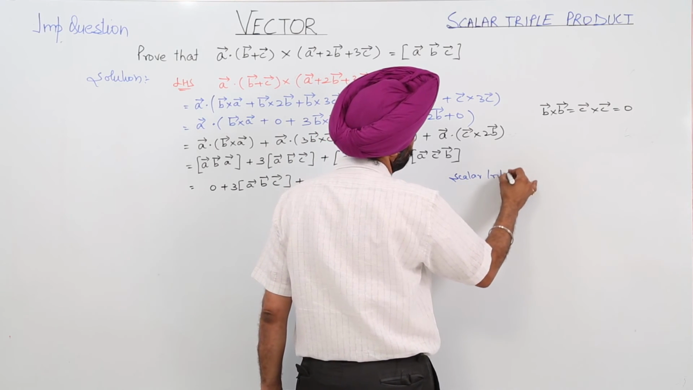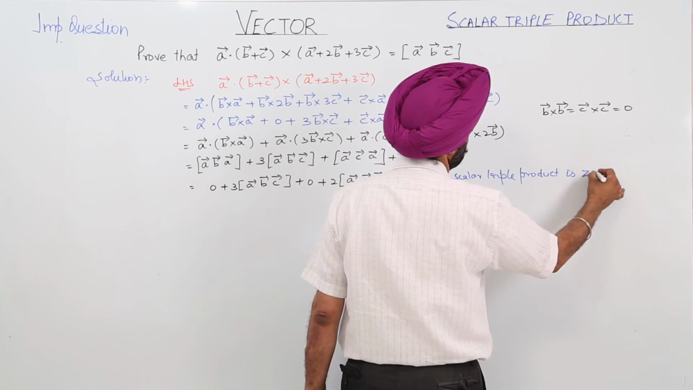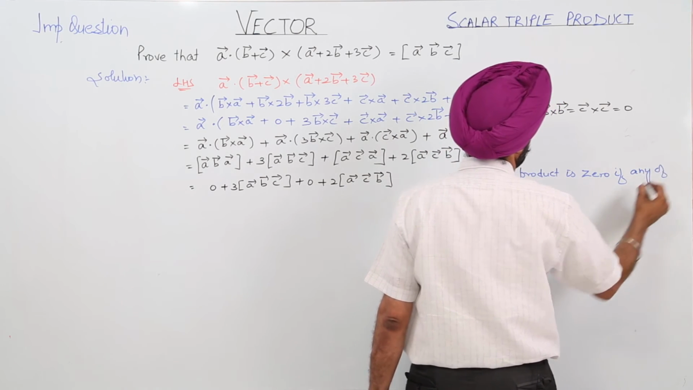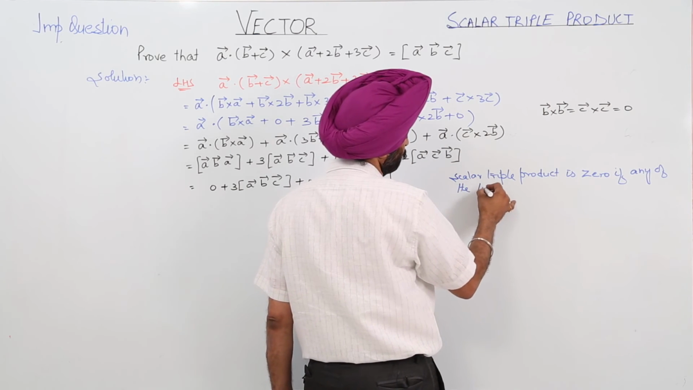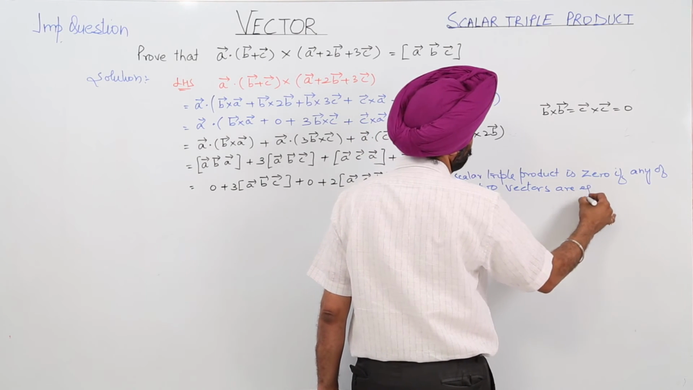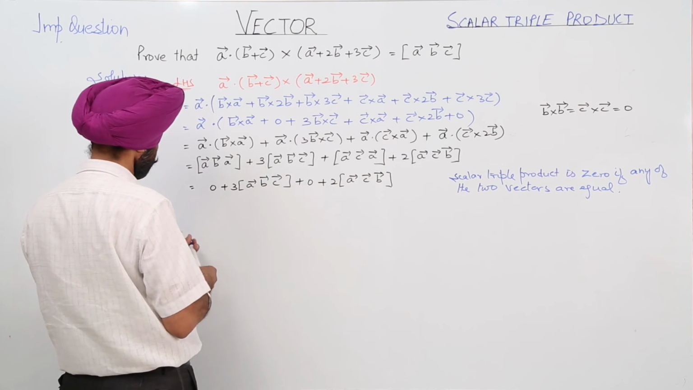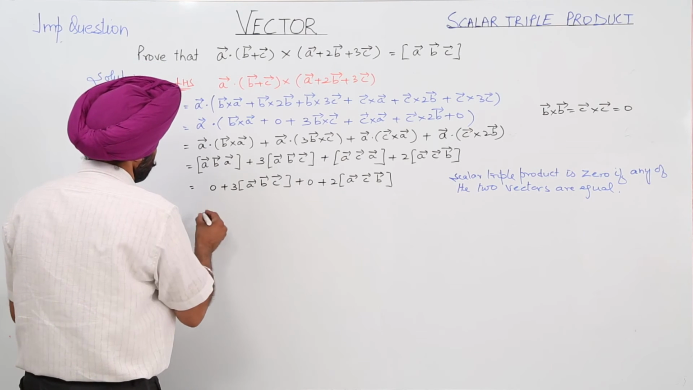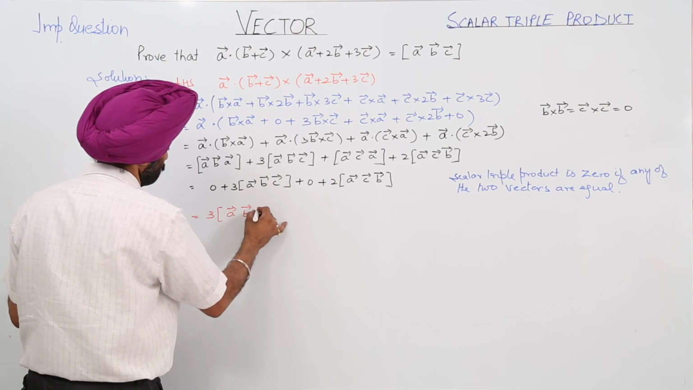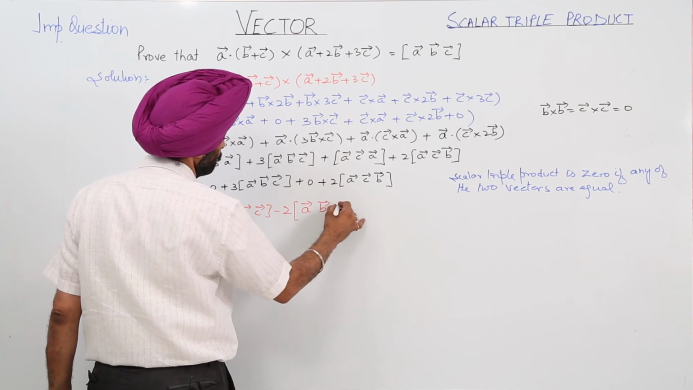Scalar triple product is 0 if any of the two vectors are equal. Okay. Now, vector C minus 2 times of vector A, vector B and vector C.